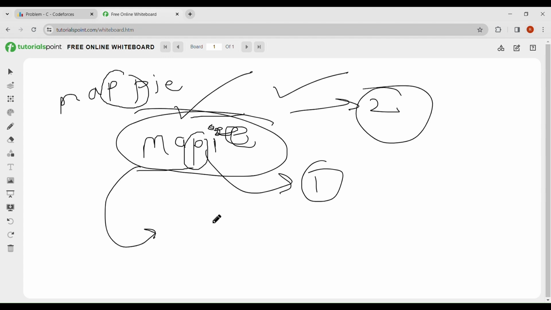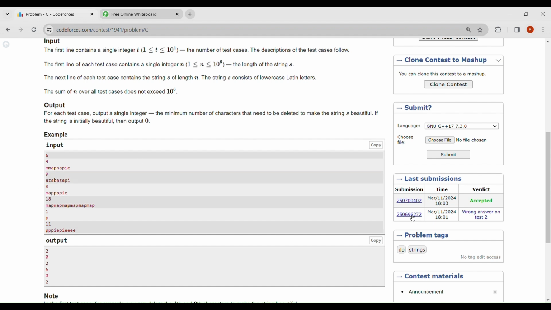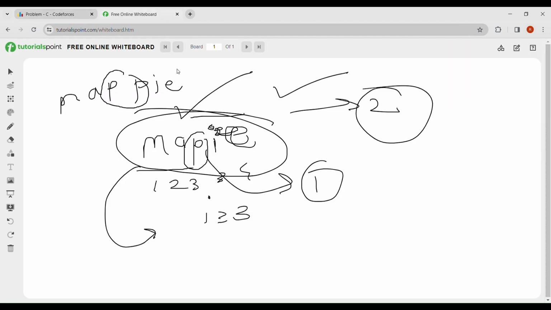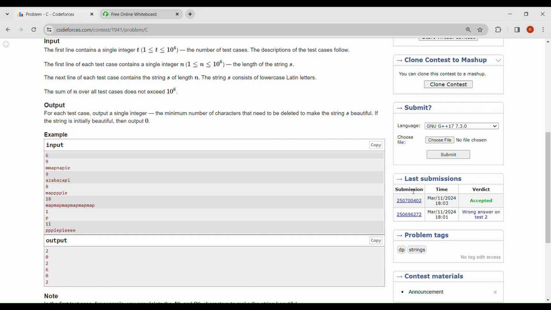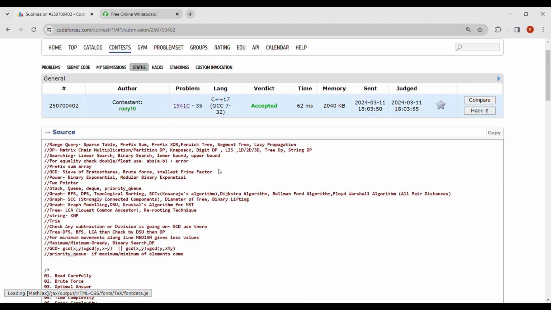And this is only applicable for i greater than or equal to 2, 3, 4. If you take 1-based indexing, it will be greater than or equal to 3, and for the rest you will just perform as usual. So this was the observation. Let's go to the code. And that second observation, like i equals to this one, I missed that in the first attempt. So let's go and check.